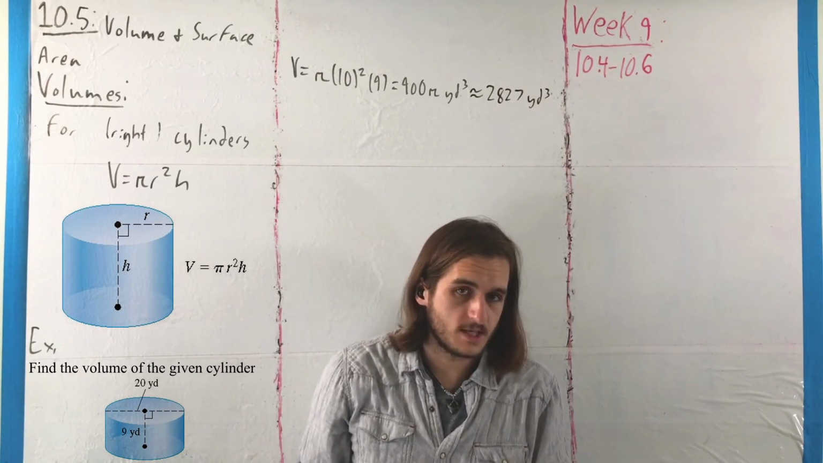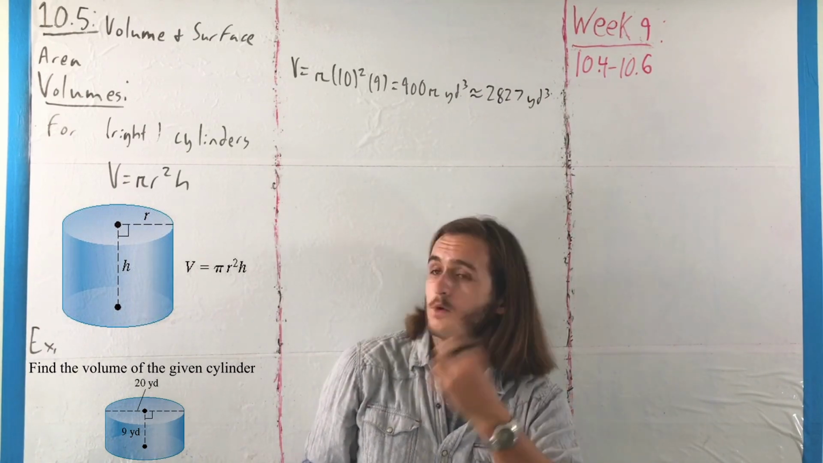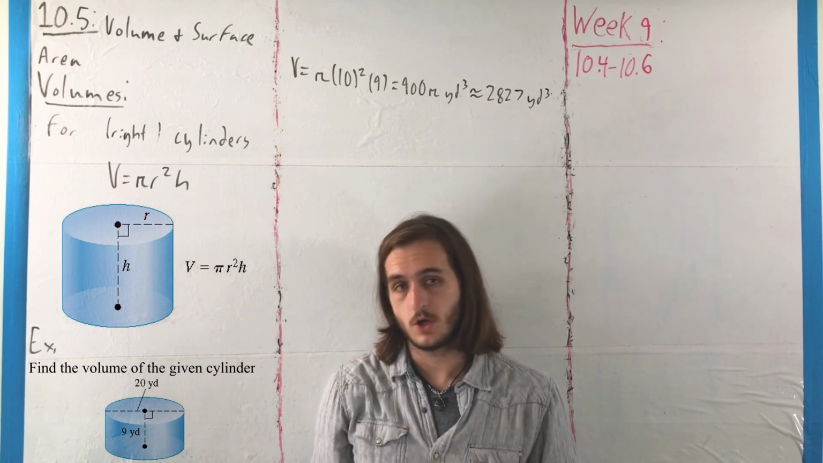And then, just like we did where we cut our boxes into pieces to get pyramids, we can cut our right cylinders into pieces to get cones. So let's talk about the volume of a cone as well.